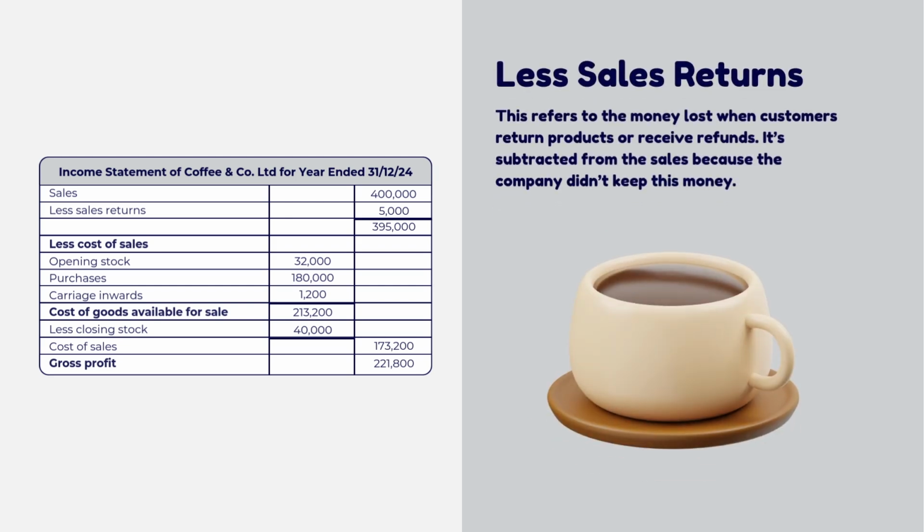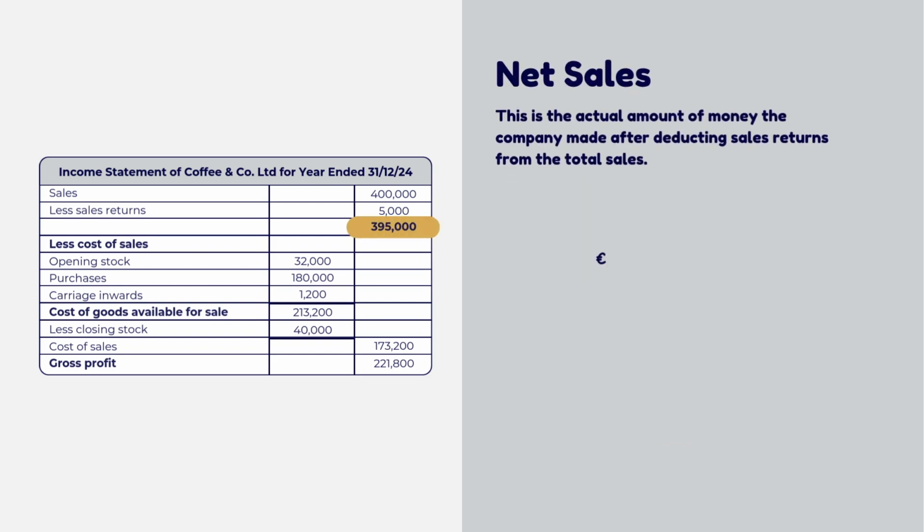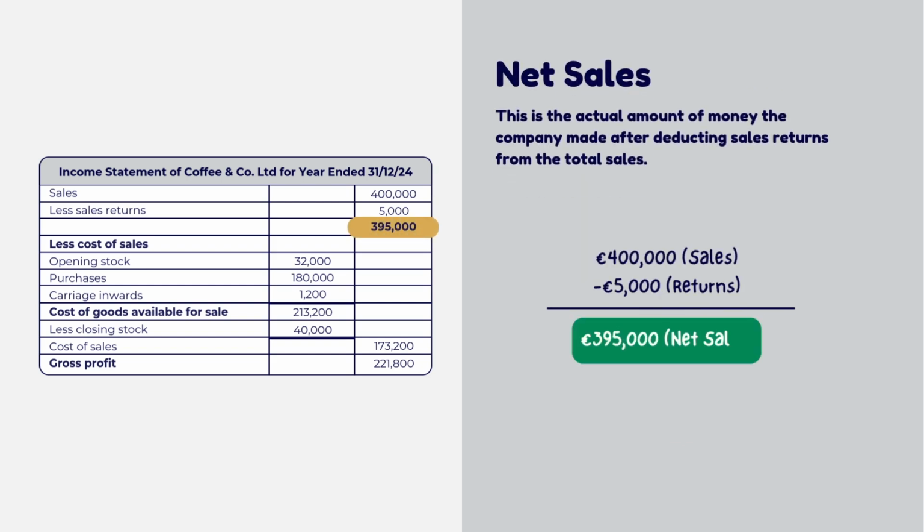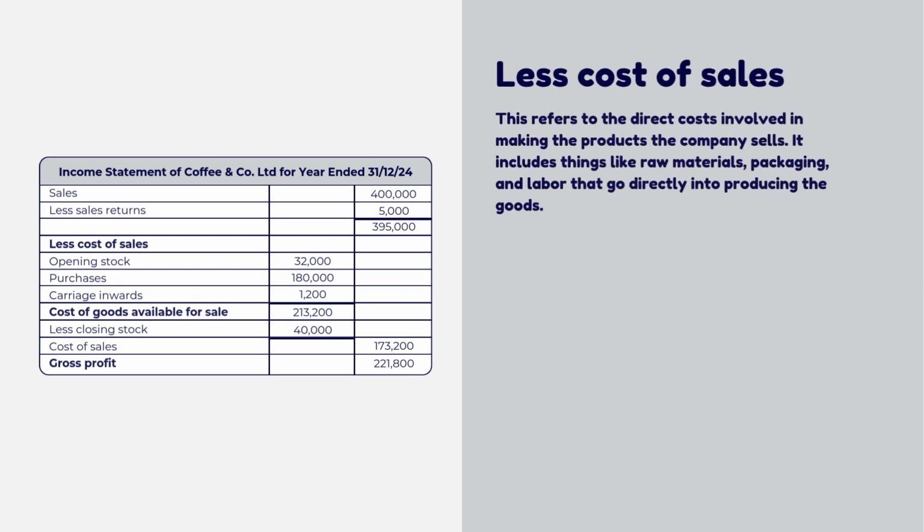Next, we subtract sales returns, which is the returns or refunds given to customers. For Coffee Co, the sales returned amounted to €5,000. Sales returns are subtracted from sales because the company didn't keep this money, it was refunded to the customers. So our coffee shop made 400,000 in sales and we had 5,000 in sales returns. As we said, we didn't keep the sales returns money, so the actual net sales as a result of this are 395,000.